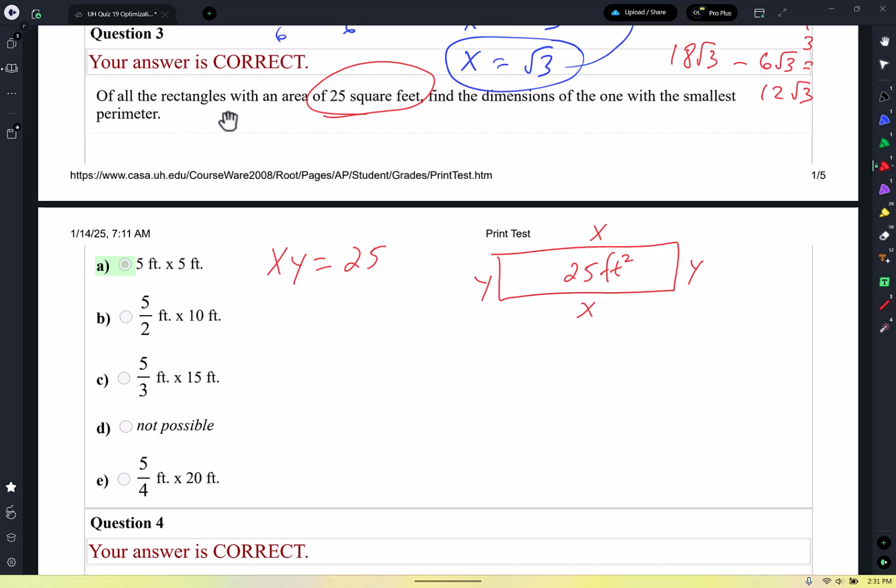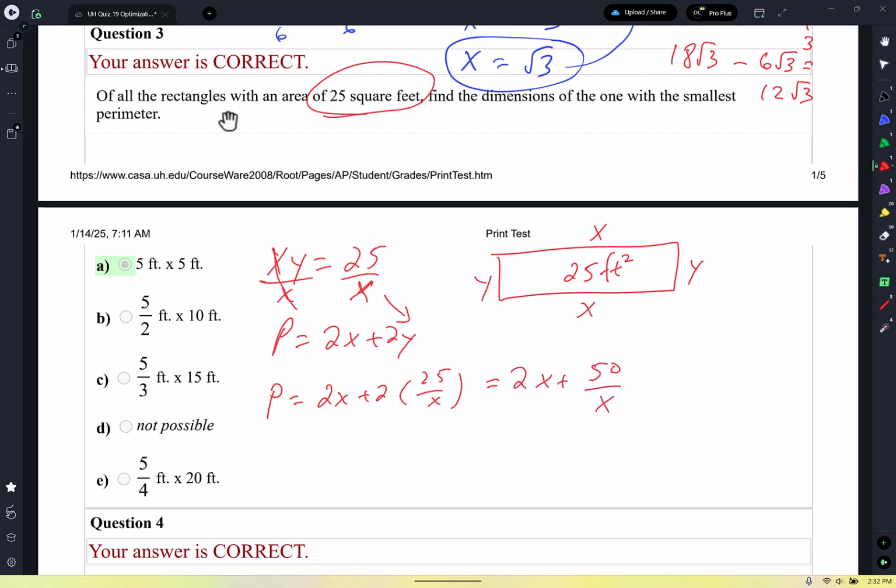How do I get perimeter? Yep. I use P for the word perimeter. I want my perimeter equation with one variable, not two. So I just use my restriction. I divide by X, divide by X. You don't have to divide by X. You can have everything in terms of Y if you wanted to. So there it is. Y equals 25 over X. I plug that in here. So my perimeter equation is 2X plus 2 times 25 over X. And then I just distribute, right? Distribute the 2 times 25. 2X plus 50 over X.